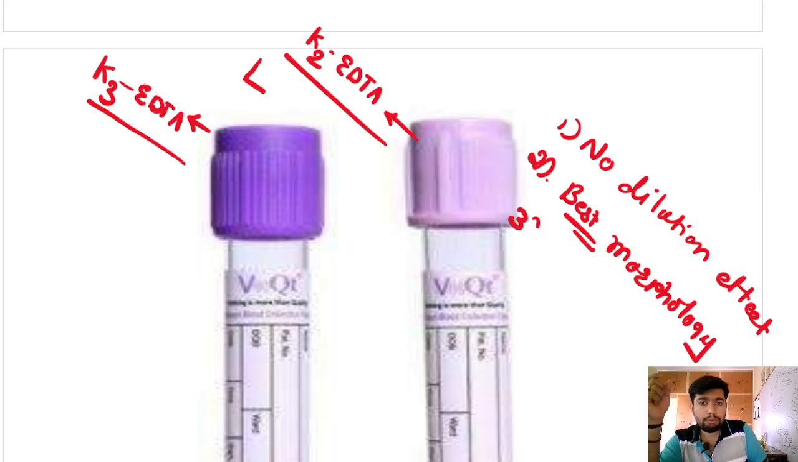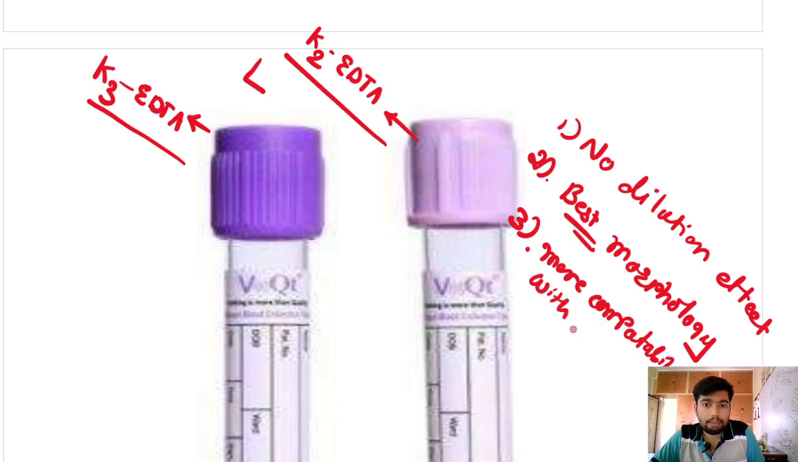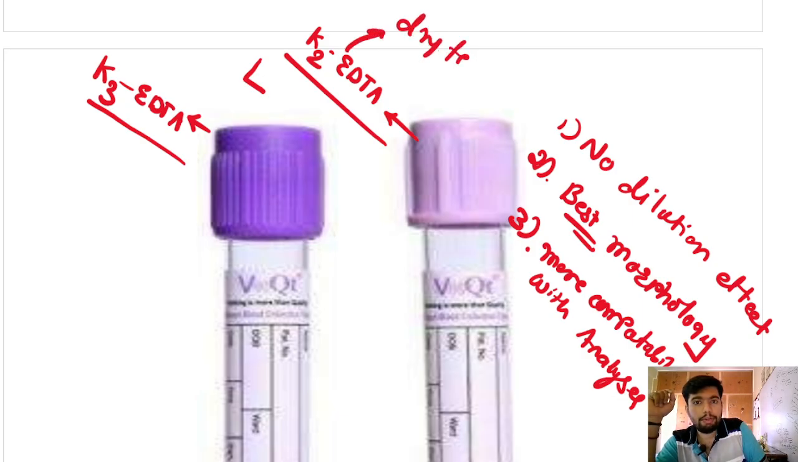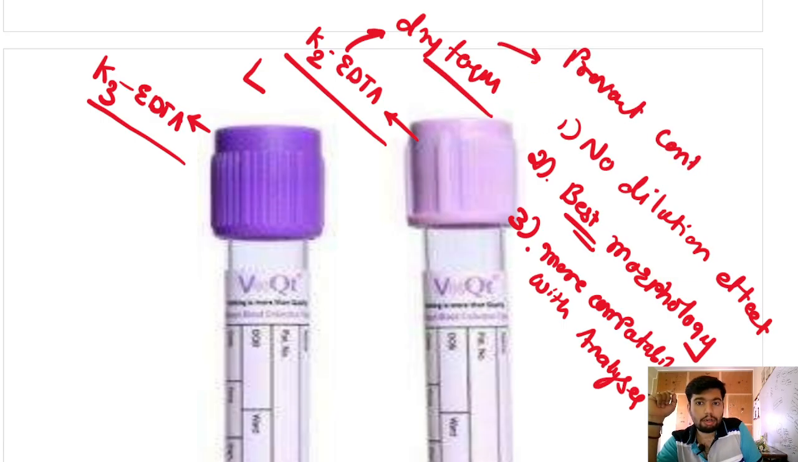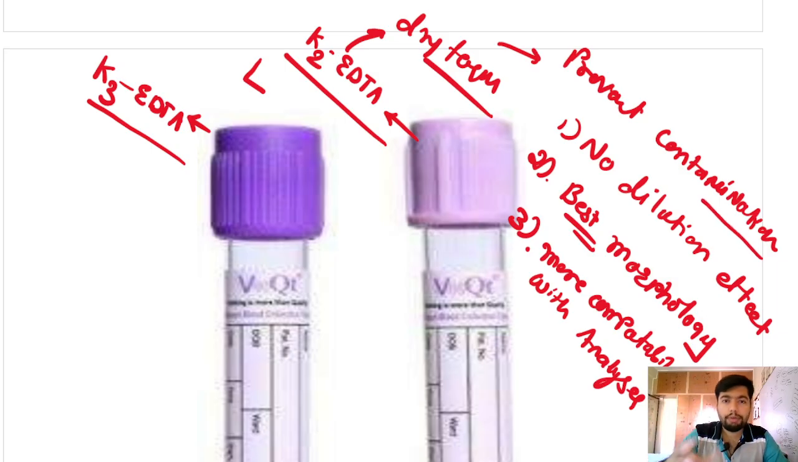Third important thing, according to some lab studies, K2 EDTA vacuum is more compatible with automated analyzers. I hope this is very clear. Moreover, the fourth advantage is that it is a dry form of anticoagulant, so it will prevent contamination. So for a longer period of time, you can store this vacuum without collecting the blood.